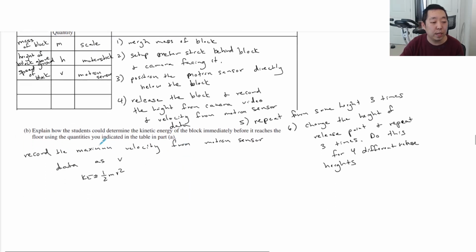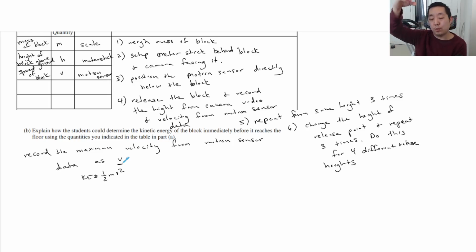Then explain how the students could determine the kinetic energy of the block immediately before it reaches the floor using the quantities we indicated. You want to say specifically how you're going to calculate it. I'm going to record the maximum velocity from the motion sensor data as v. Why? Because the maximum would tell me how fast it possibly was. The motion sensor data is going to be a bunch of velocities, and you want to grab the largest one, because that presumably is right before it hit. Then you have m, and you would just say KE is 1/2 mv squared.